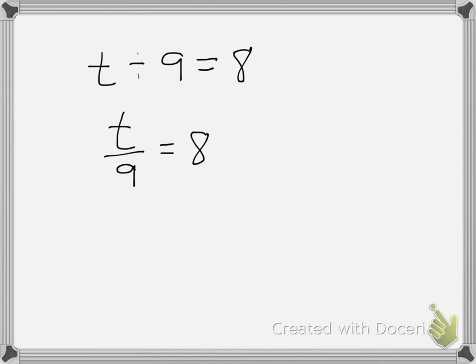Okay, let's try another one. What if I have t divided by 9 equals 8? Same thing, I could rewrite it as t over 9 equals 8. I know I want to get t by itself, so I'm going to multiply both sides by 9. This is gone, I'm left with t. 8 times 9 is 72. And I haven't mentioned this on the previous problems, but once again we know we should always plug them in and check. 72 divided by 9 is in fact 8.